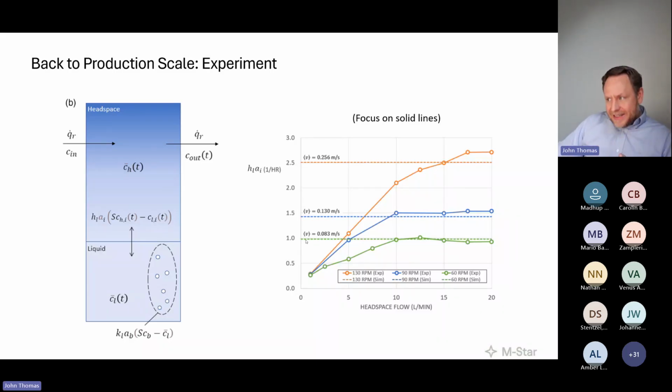I'll give a tease as I'll speak to this momentarily. These dashed lines are what we predict from the simulation using some pretty straightforward convective mass transfer correlations. Now, the code, if we're not considering headspace effects, just predicts one convective transfer coefficient. And I'm teasing, I'll speak to this momentarily, which does a great job of converging to what was measured experimentally.